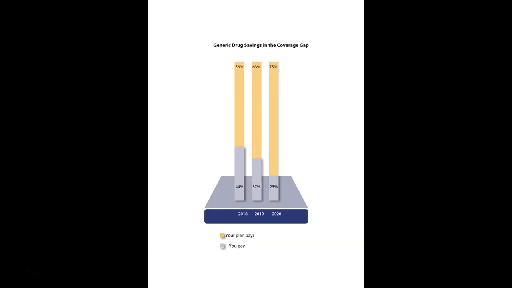For generic drug savings in the coverage gap, see a similar chart. So the plan went from 56, 63 to 75% this coming year. And once again, you're going to pay no more than 25% while you are in the donut hole gap. Okay.